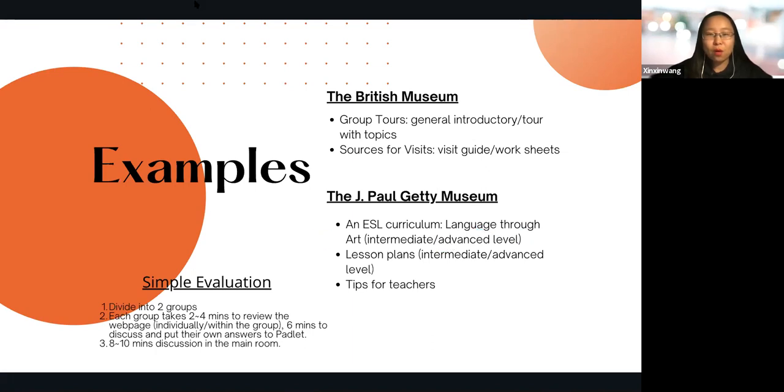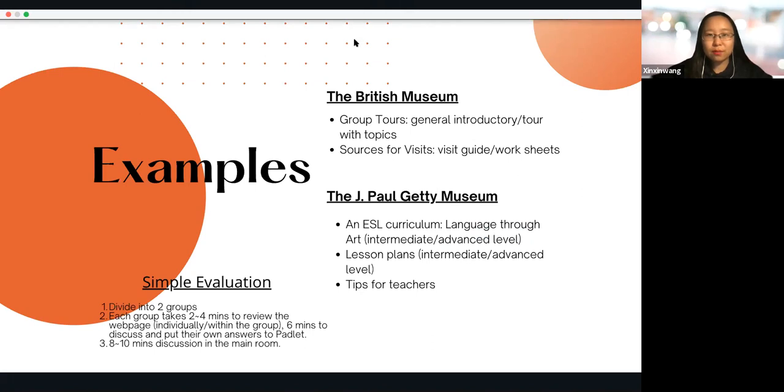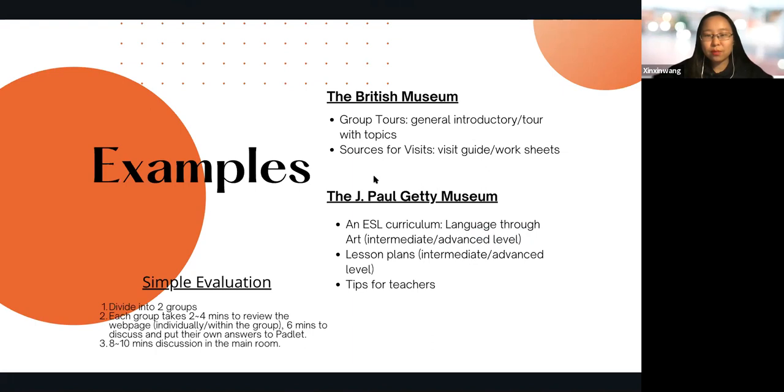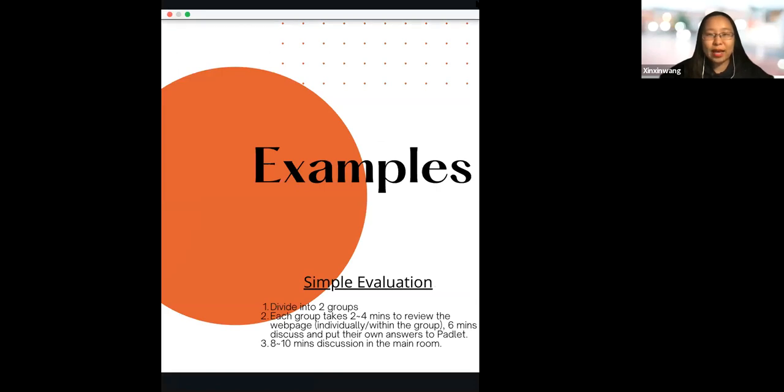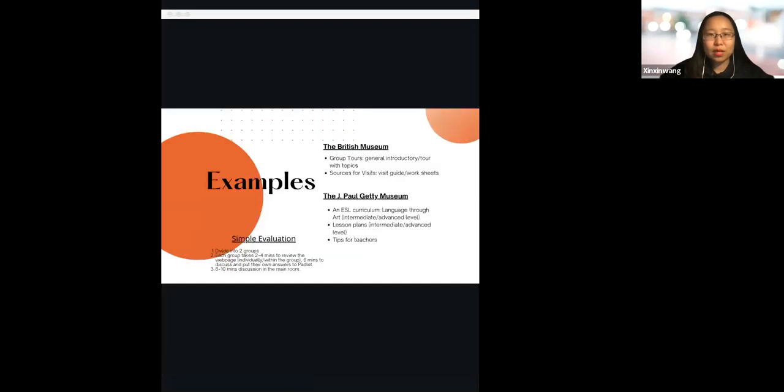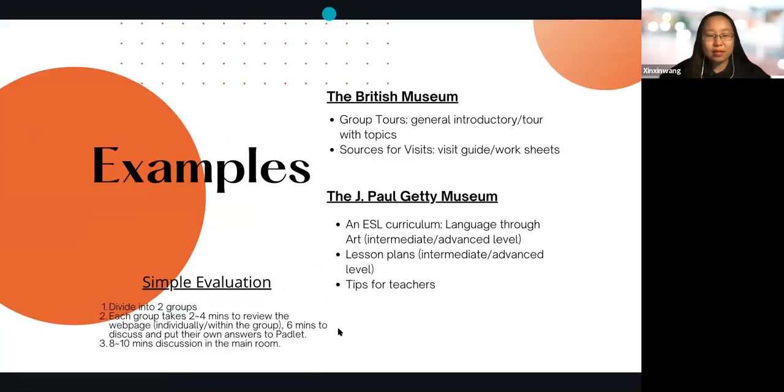So I will send the link to the chat so that you can have the link for each museum. And I would ask Allison to help me break you guys into two groups. Group one will take the British Museum as an example to evaluate. Group two will take the Getty Museum as an example to evaluate. Each group takes 2 to 4 minutes to review the web page. You can review it individually or with a group, and take about 5 or 6 minutes to discuss in the group. And put your answers to Padlet, and we will be back in the main room and take about 8 minutes to do the discussion.